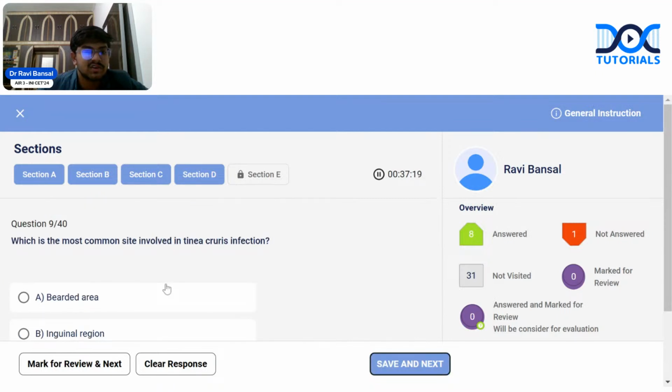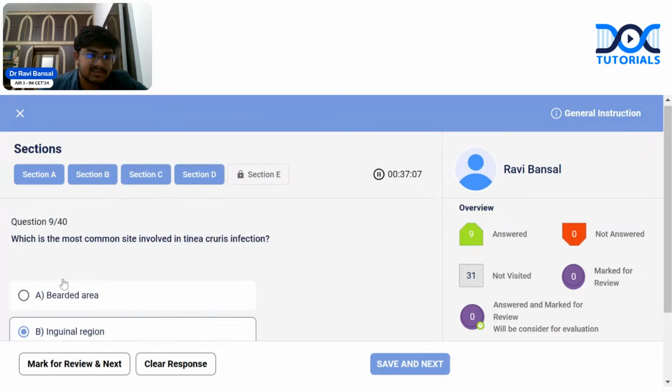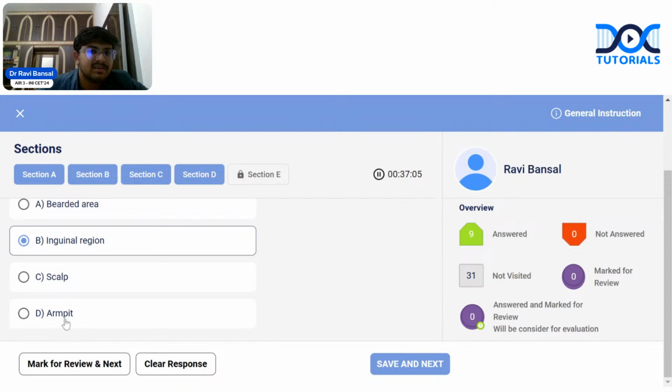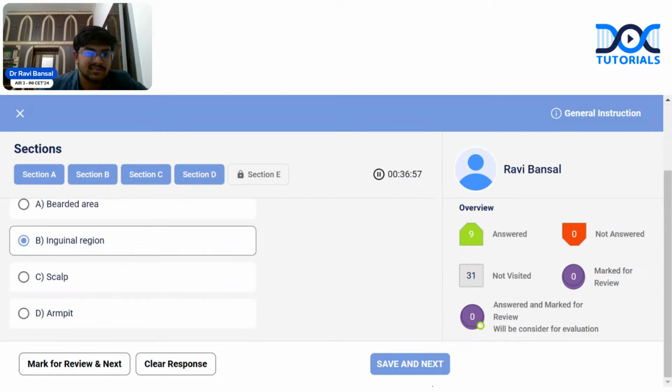Most common site involved in tinea cruris infection. Cruris is for the inguinal area. The bearded area is called barbae. Scalp is called capitis. Body is called tinea corporis. Cruris is like the jock itch, inguinal.